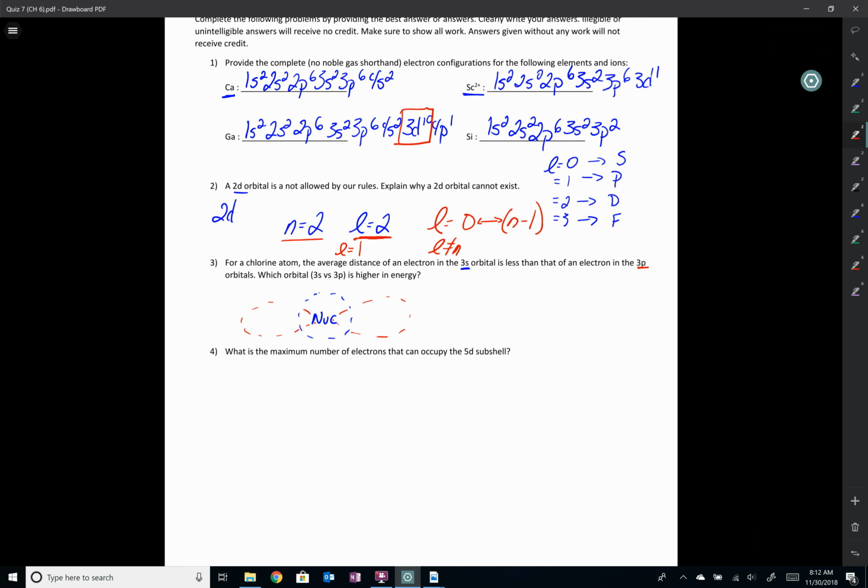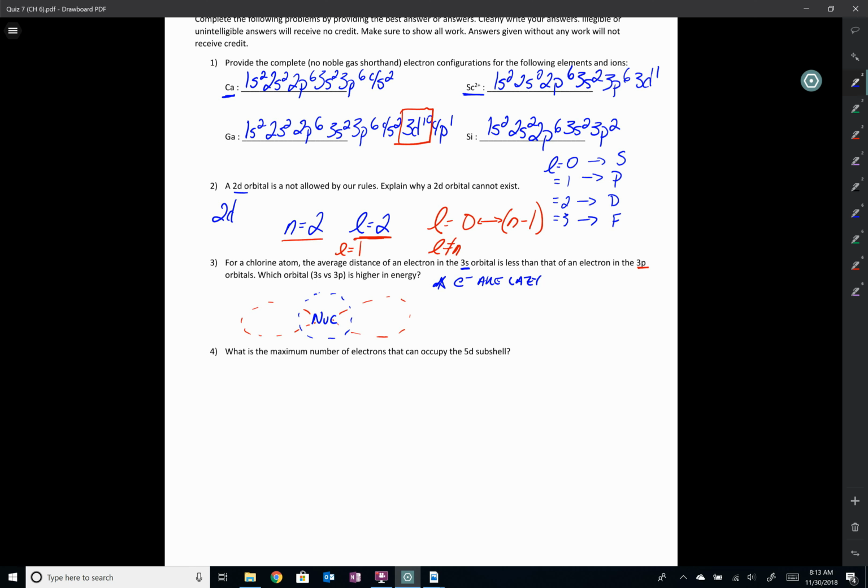And it says that the 3s orbital is closer, the average distance is less than that of a 3p. Which one is higher in energy? Well, there's two ways to answer this. One, you can just think about what's going on. The key part to remember is that electrons are lazy. Electrons always want to go to the lowest energy situation, the lowest energy orbitals. If you have a low energy orbital, those electrons are going to come flooding to you. Having low energy is appealing to an electron.